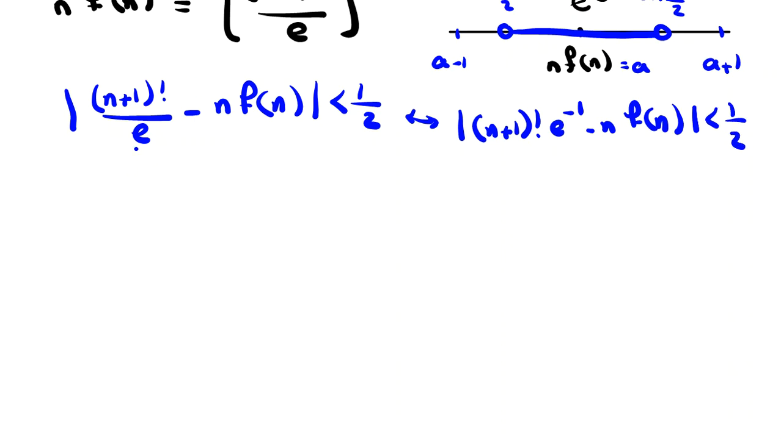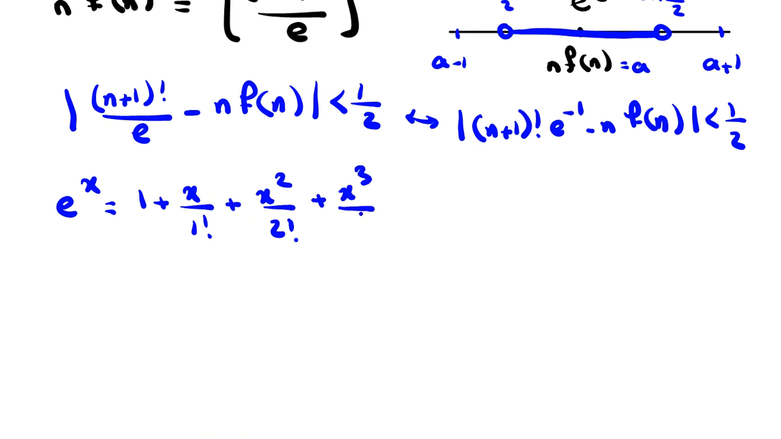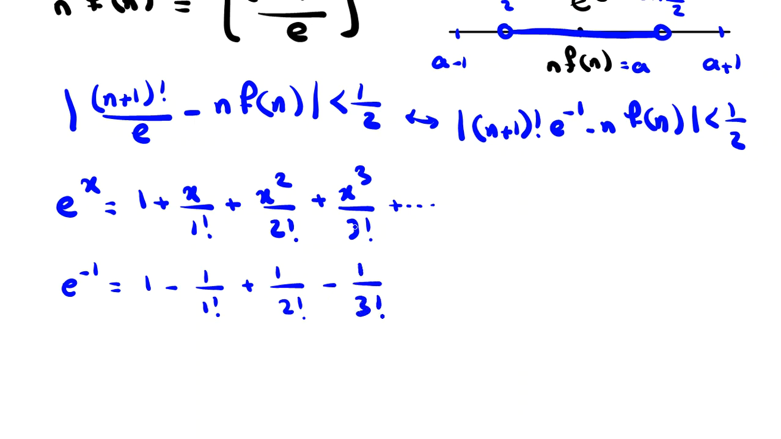Okay, if you consider the Taylor series of e to the power of x, it is what? 1 plus x over 1 factorial plus x squared over 2 factorial plus x cubed over 3 factorial plus, and so on. So here, if I consider e to the power of negative 1, it will be what? 1 minus 1 over 1 factorial plus 1 over 2 factorial minus 1 over 3 factorial, and so on.